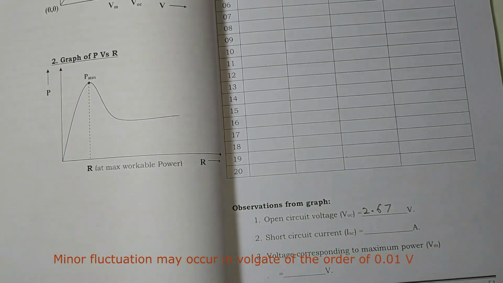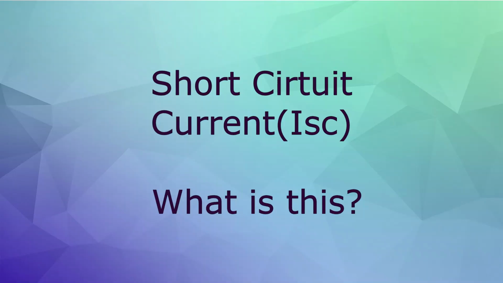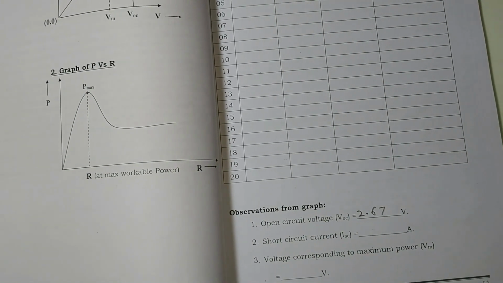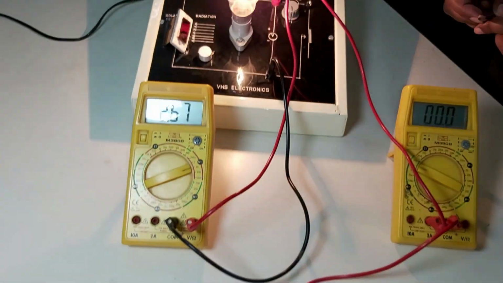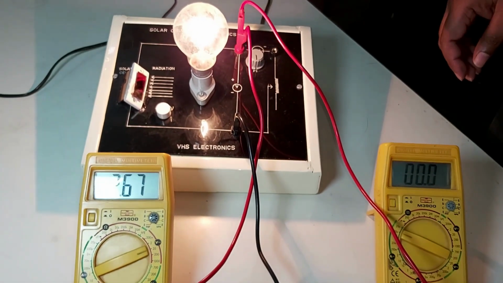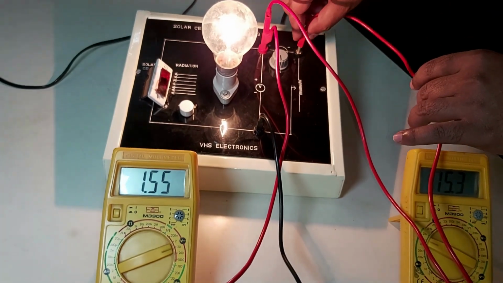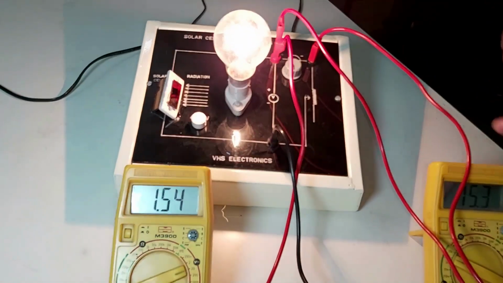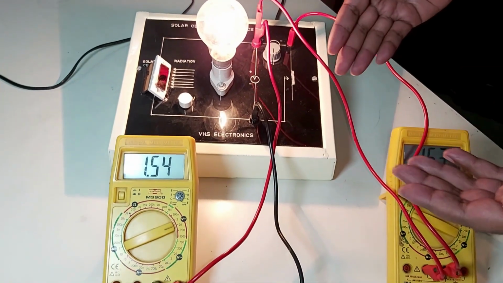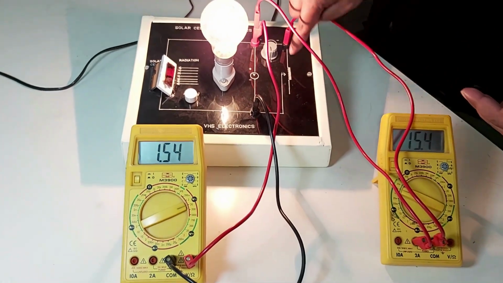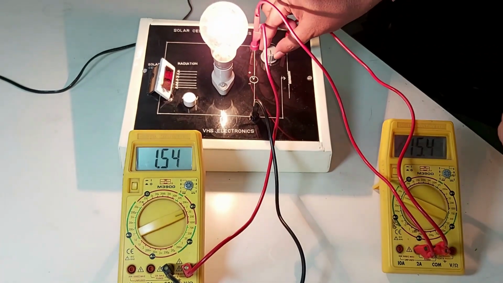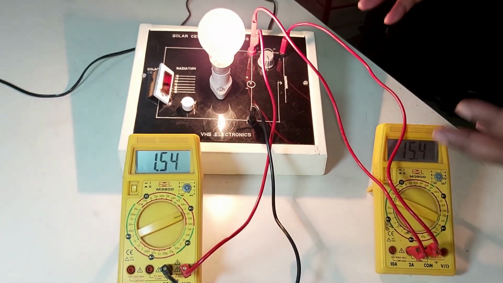Now I will take short circuit current. What is short circuit current? Let us see. Now see here, this particular circuit is open. Now I will close this. Now it is a regular circuit, but in the circuit there is a load resistance which has some resistance here. Now short circuit means what?